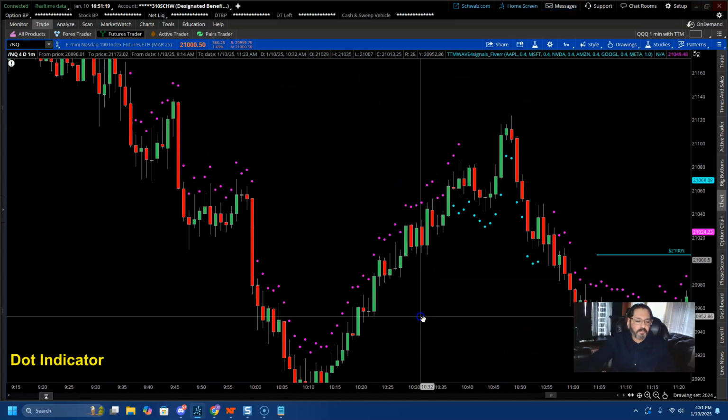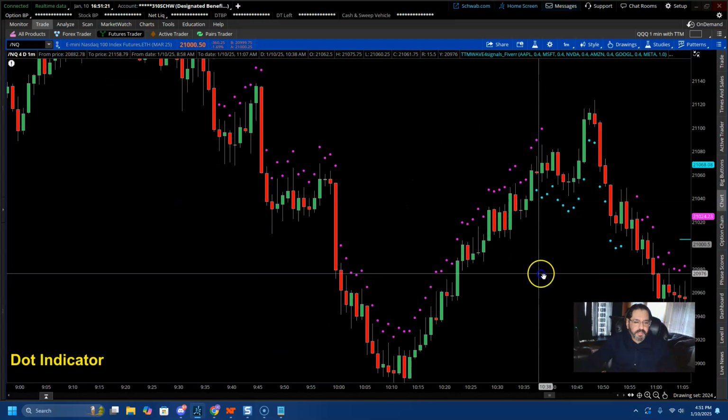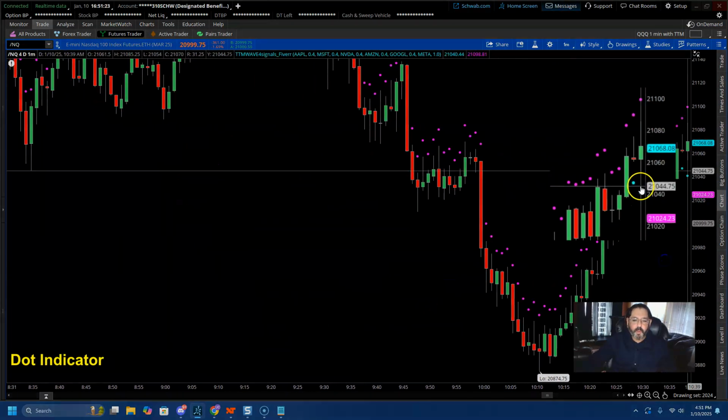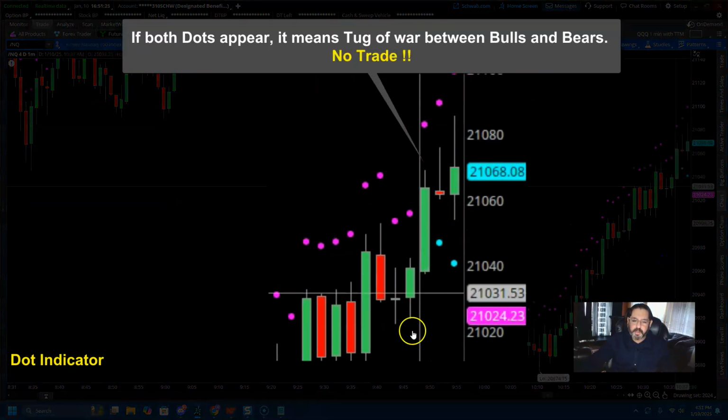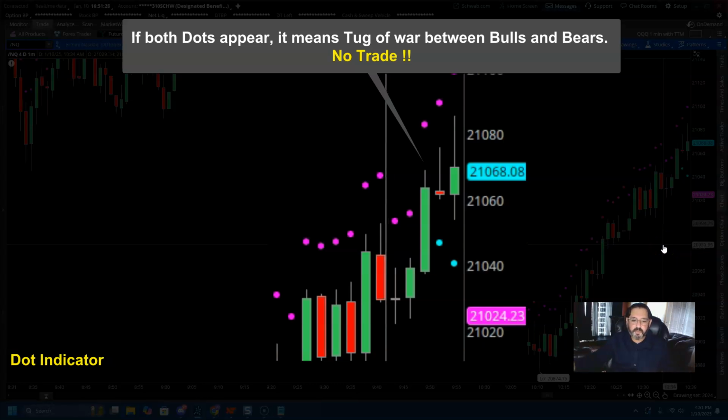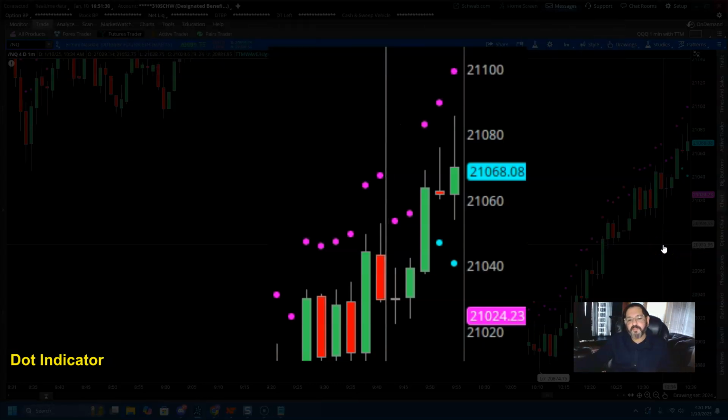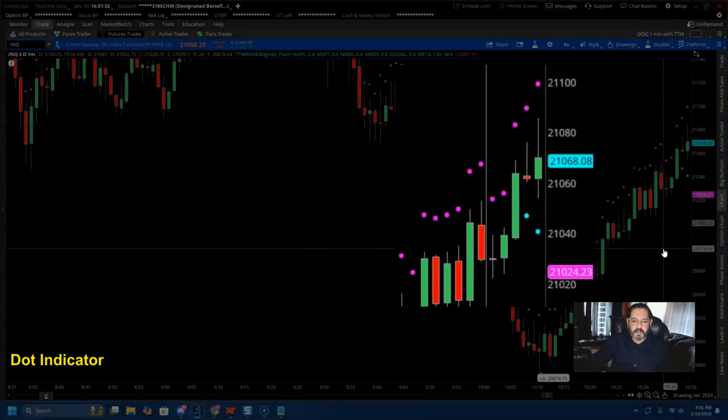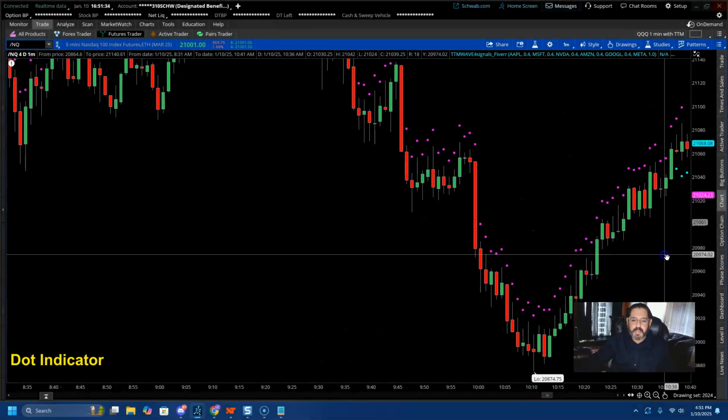And then I'll tell you how else to use this, but let's say this is where both the blue and the purple dots are appearing. That means both bulls and bears are trying to fight, we don't have any particular direction, so it's good to avoid that, right?